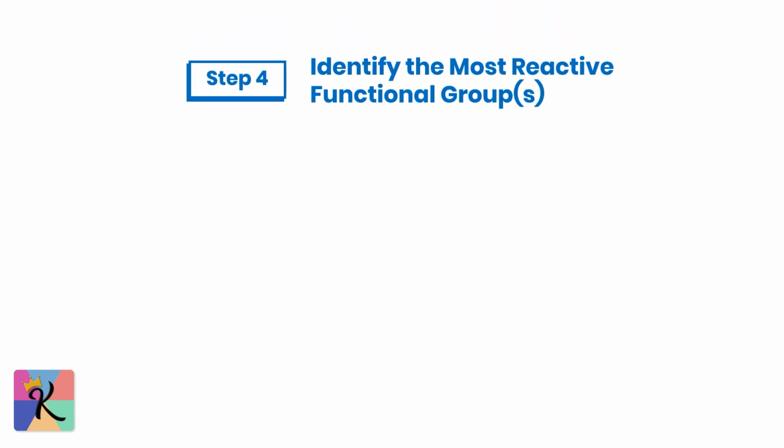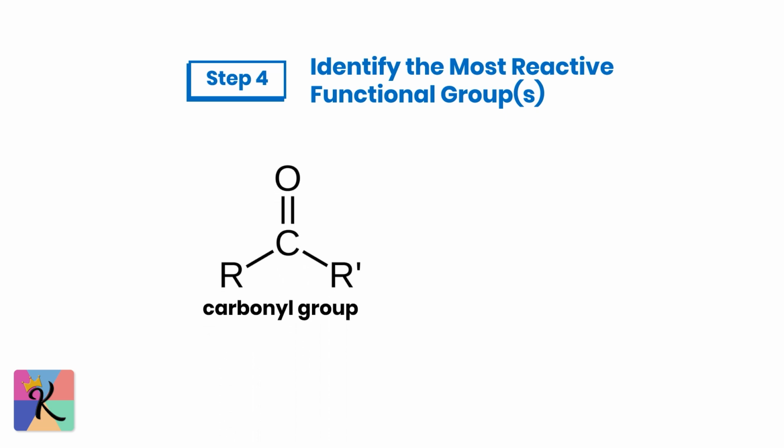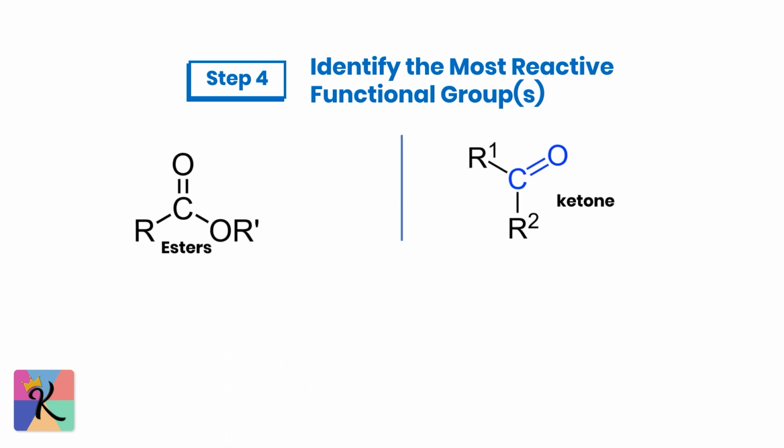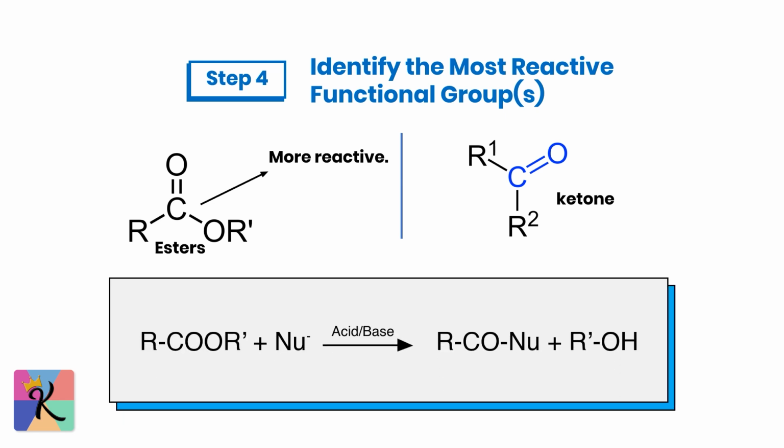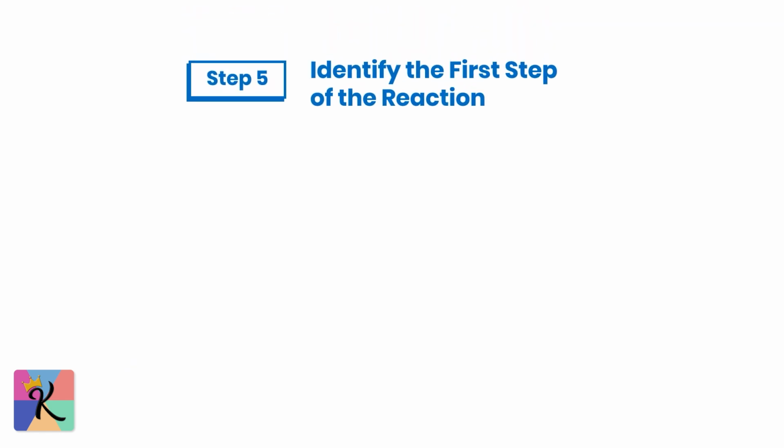Now, move on to the most reactive functional group. Generally, more oxidized carbons are more reactive, particularly toward nucleophiles or electrophiles. For example, carbonyl carbons in ketones or aldehydes are highly electrophilic, making them prime targets for nucleophilic attack. Watch out for protecting groups that might be shielding a functional group from reacting. This step is essential for determining which parts of the molecule will react first.